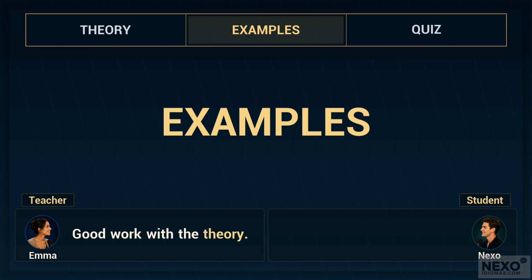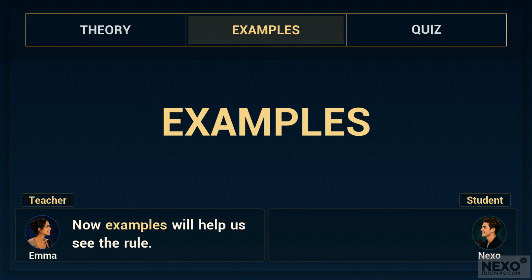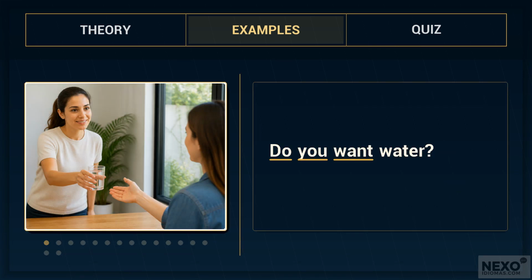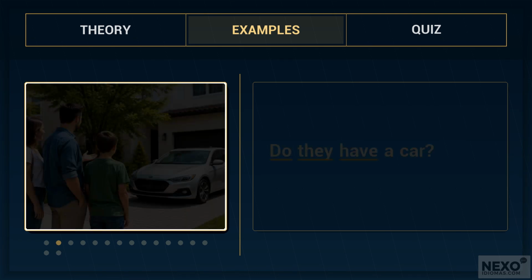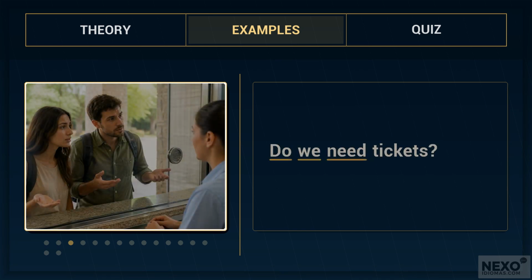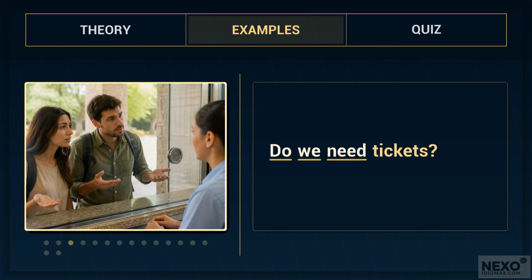Good work with the theory. Now examples will help us see the rule. I want to see do and does in sentences. Do you want water? Do they have a car? Do we need tickets?